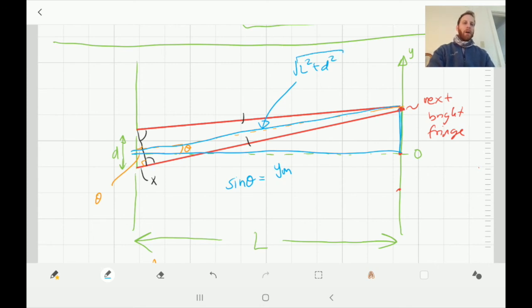But remember, whenever you're doing these experiments in real life, you're always going to have tiny slit spacings D and very large distances to the screen L. In other words, L is so much bigger than D that this is approximately the square root of L squared. In other words, take this and neglect it, in which case this is approximately L, which means that the sine of theta is approximately equal to ym over L.